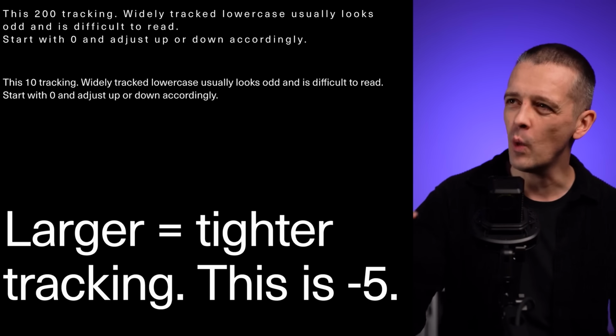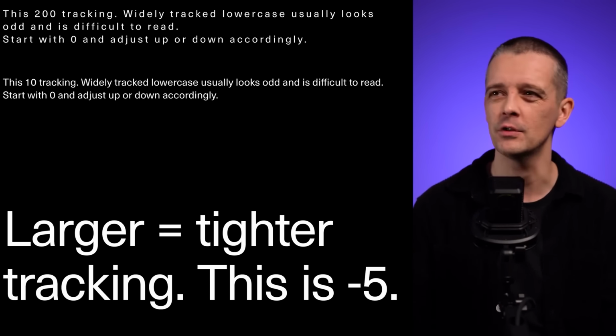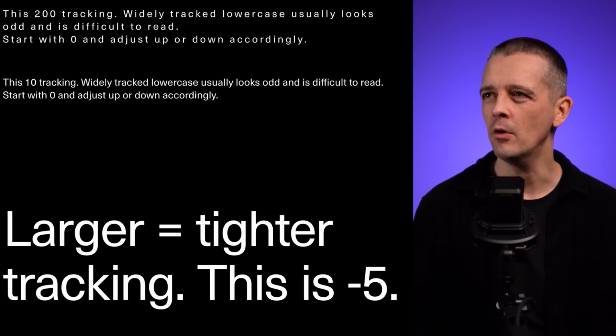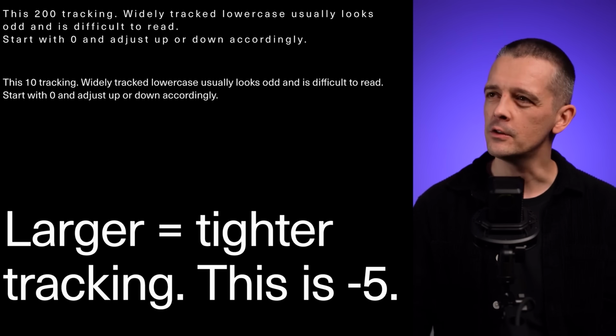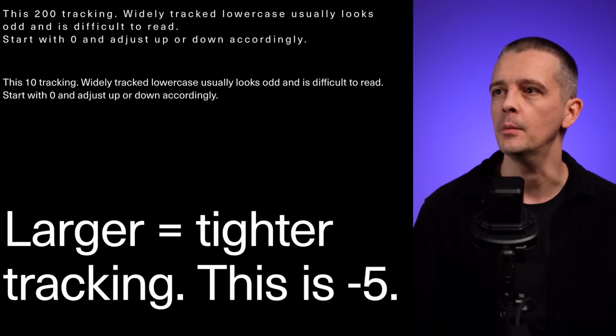But I often see this widely tracked body copy type on websites. Makes it really difficult to read. Don't do that. Widely tracked type, I think only maybe for uppercase in logos, in certain headlines and things like that, can be acceptable. Number 6, substandard kerning.